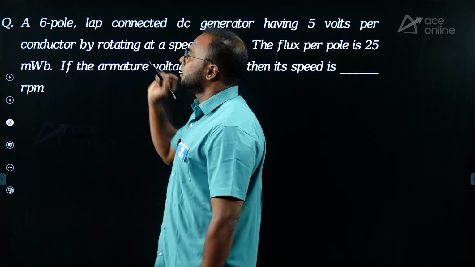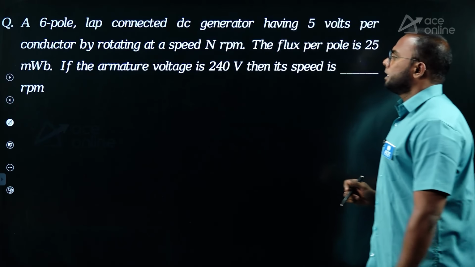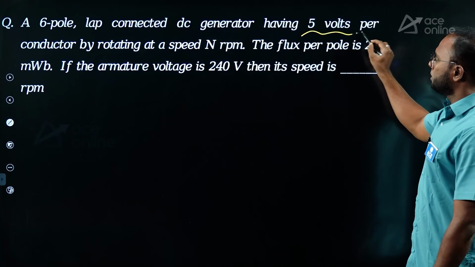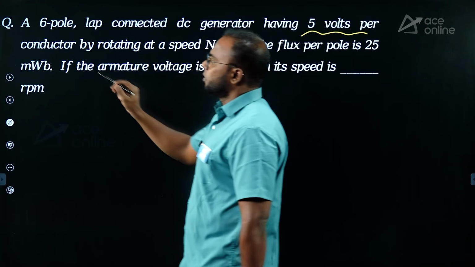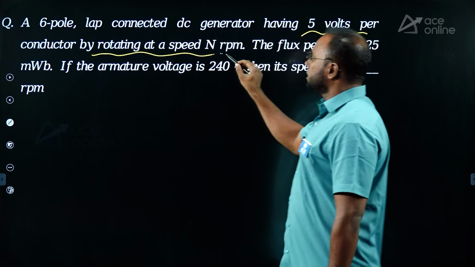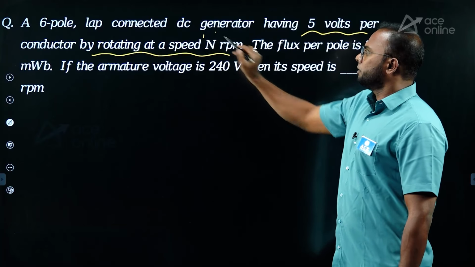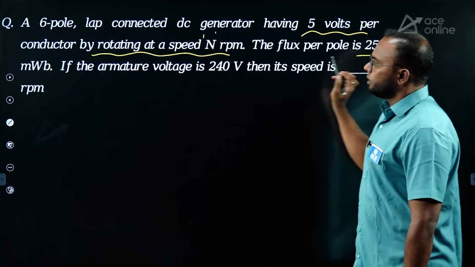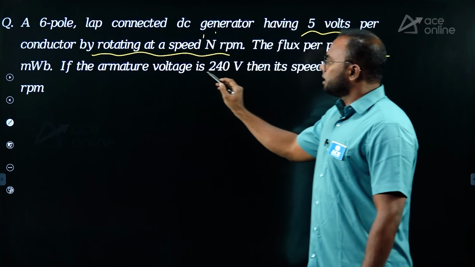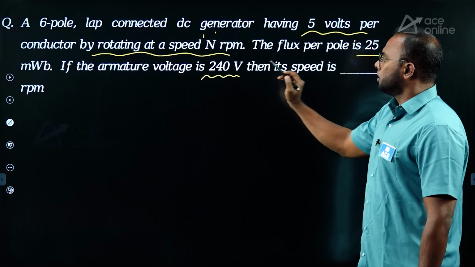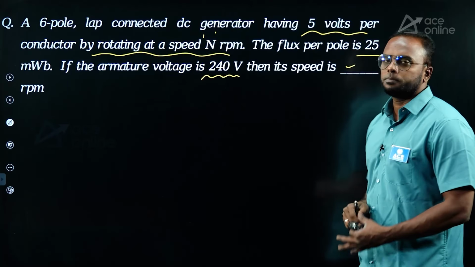Okay, next question. See the question. This is on DC. A 6-pole lap connected DC generator having 5 volts per conductor, rotating at some speed n rpm not given. The flux per pole is 25 milliwebers. If the armature voltage is 240 volt, then its speed is dash.